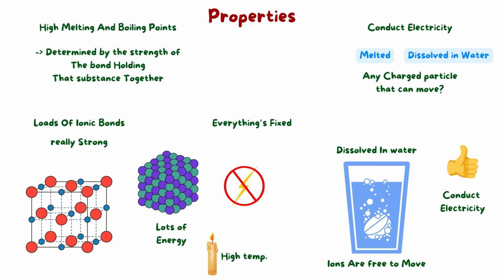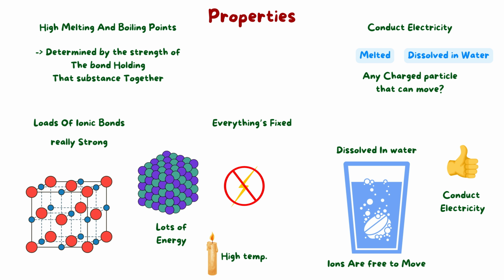To understand why the melting and boiling points are so high, we need to think about what holds these substances together. In an ionic compound, there are countless strong ionic bonds, and it takes a significant amount of energy to break all of them. Therefore, they only melt or boil at very high temperatures.